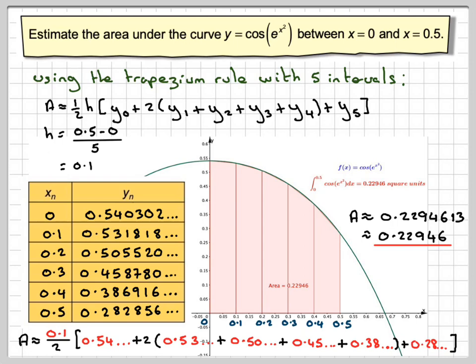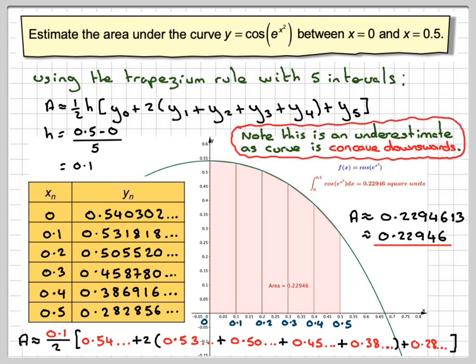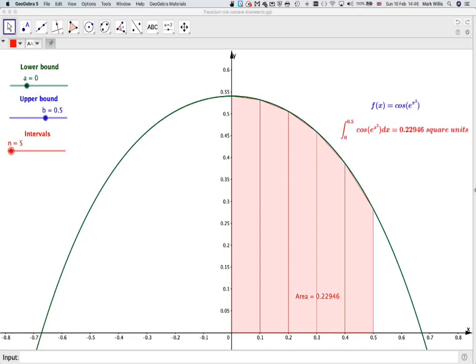So this is the trapezium rule. Now, as I just said, this gives an underestimate for the curve. The GeoGebra applet for this video, I will put in the notes of the video. So just go back and we'll look at it one more time. We can see we get fairly good agreement there with the value actually worked out by GeoGebra.